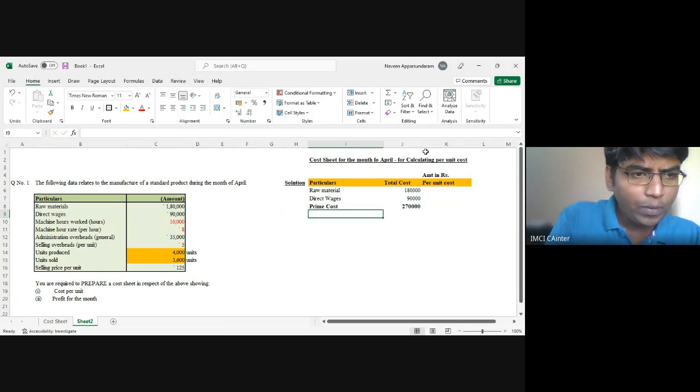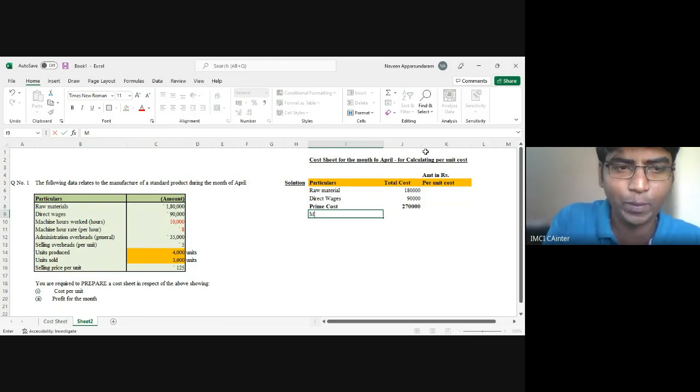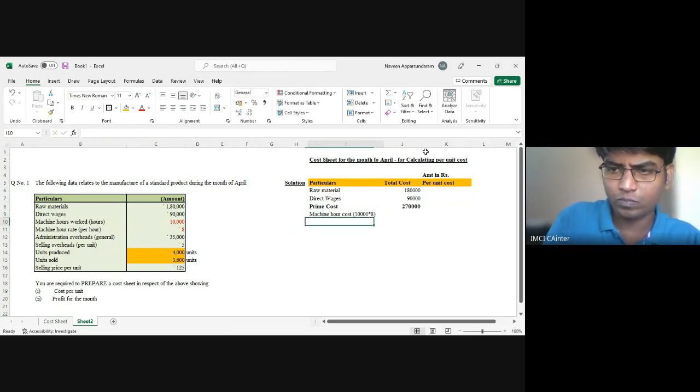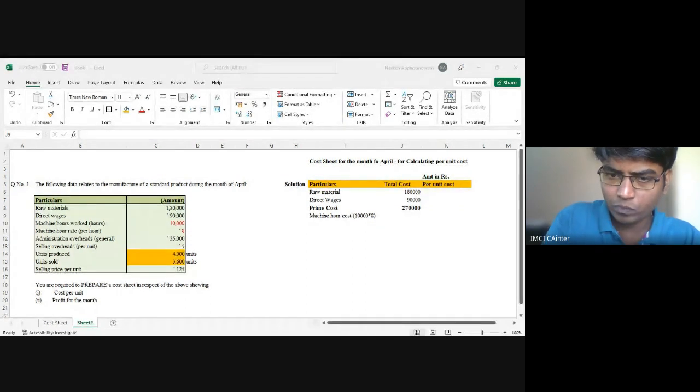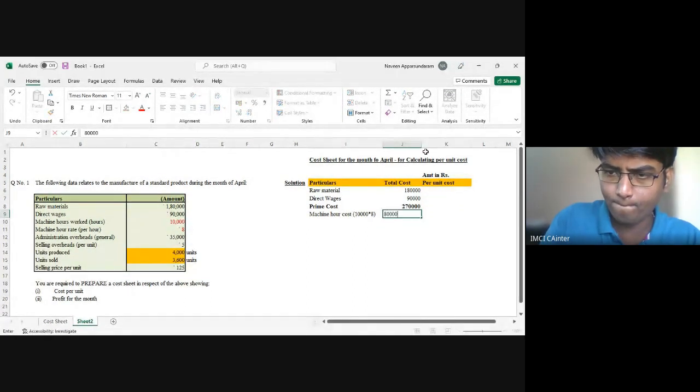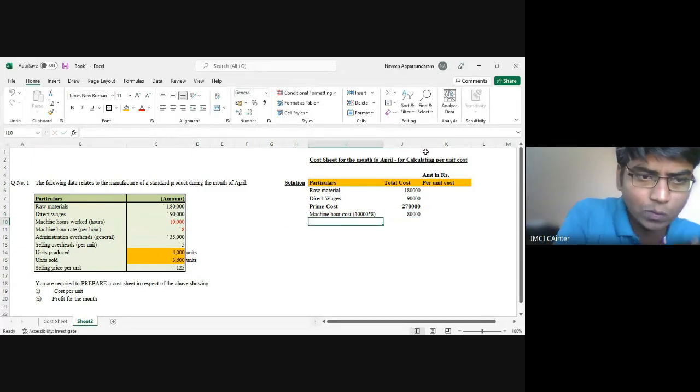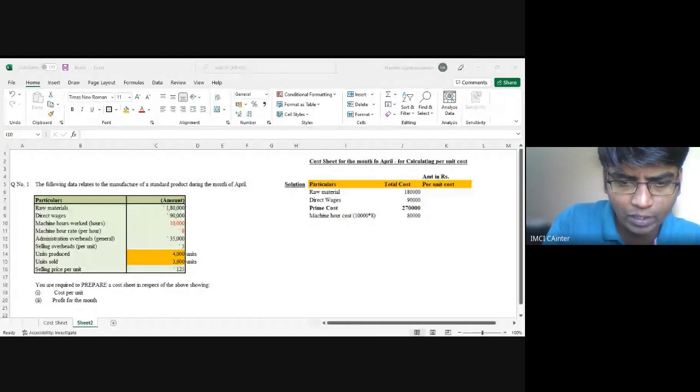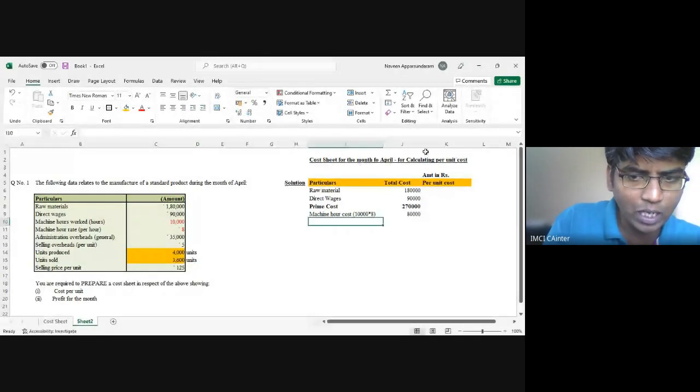Next, I've been given machine hour. This is nothing but my production overheads. My machine hour cost will come under my production overheads. Which is 10,000 hours worked into 8, nothing but 80,000. Next, I have administrative overheads and selling and distribution overheads. In general, these will form part of my cost of sales, so I will not be arriving at them here.